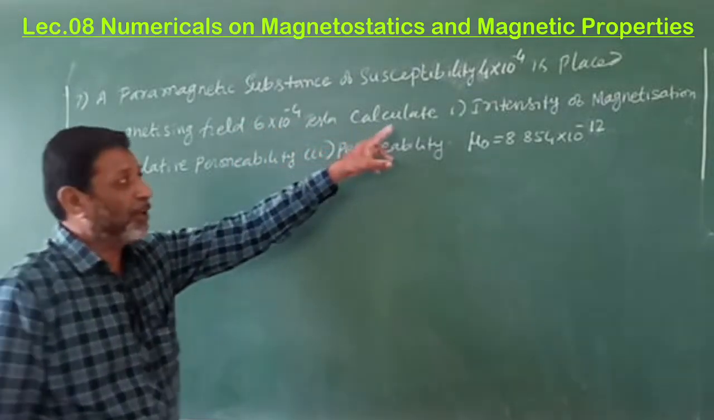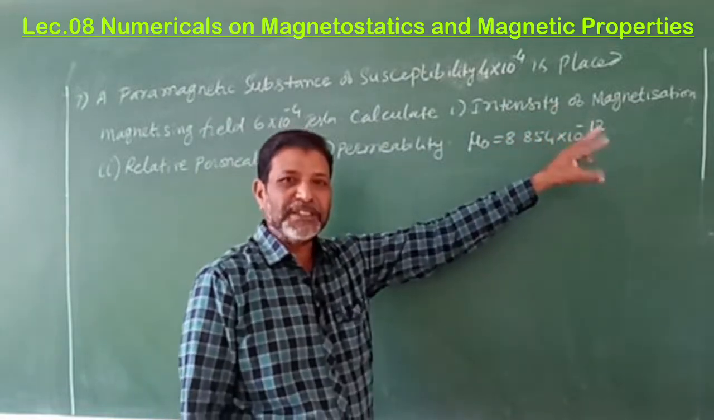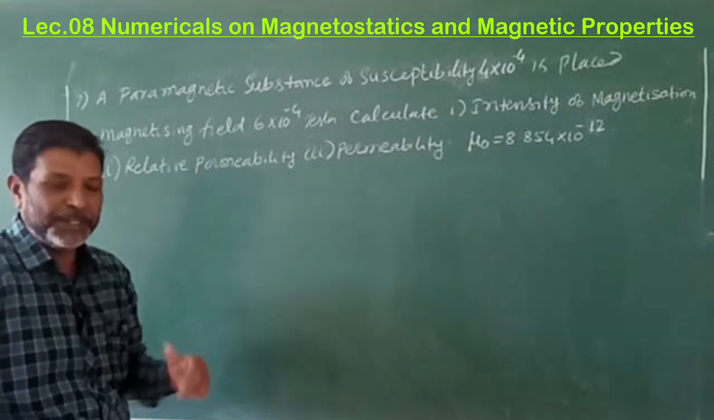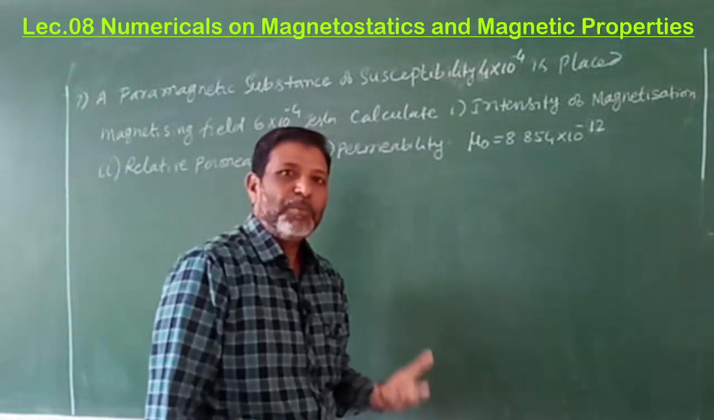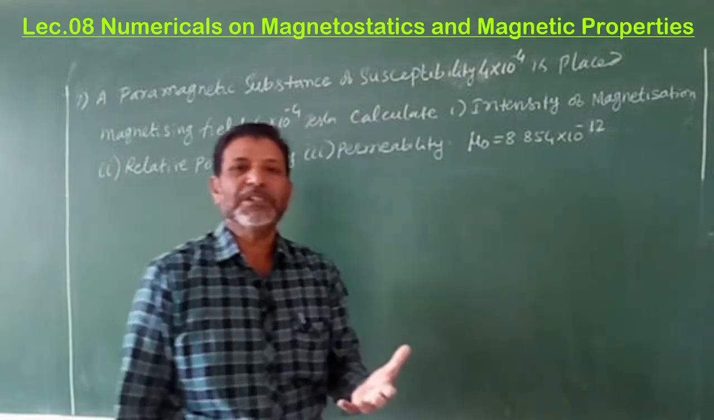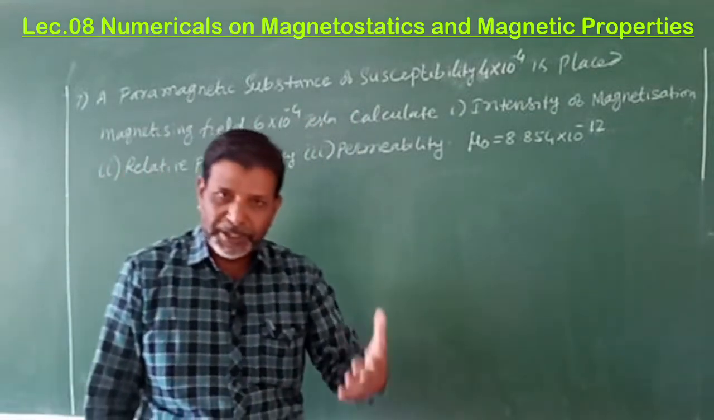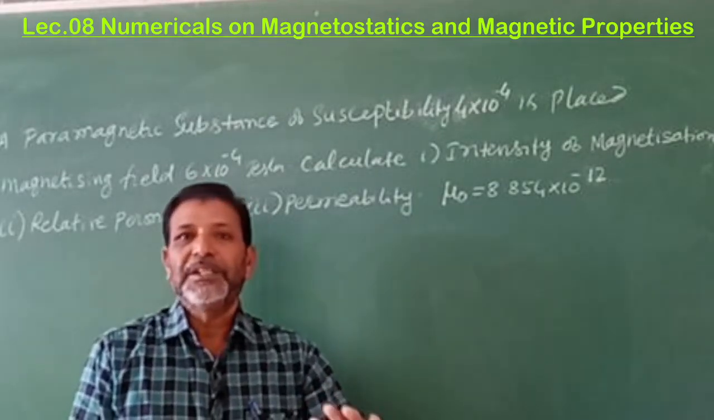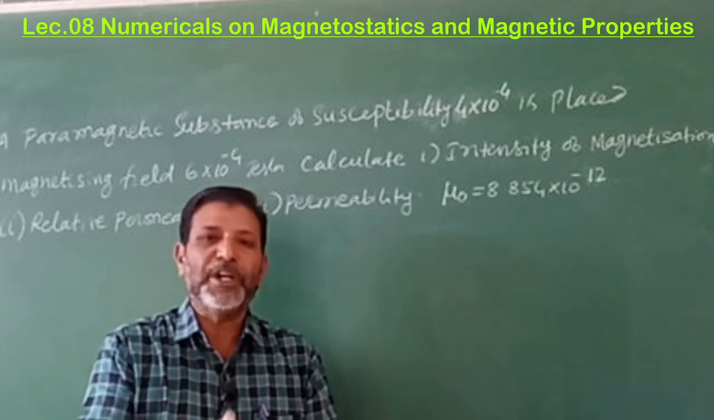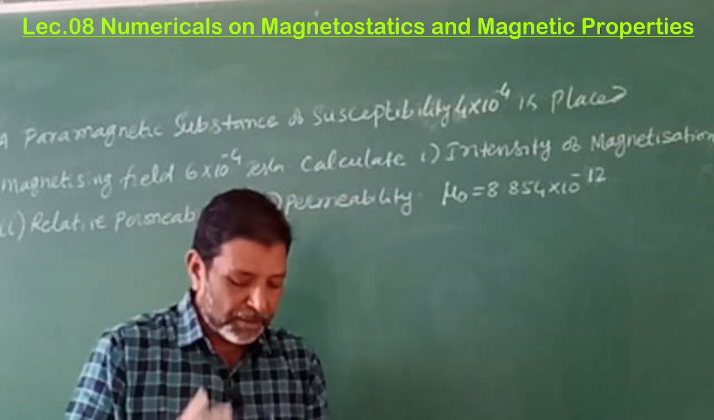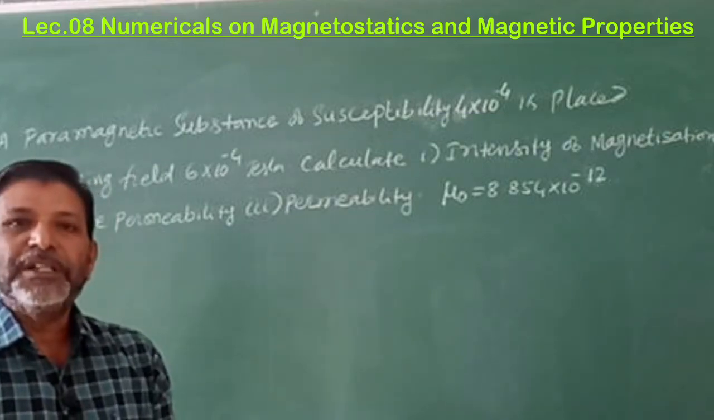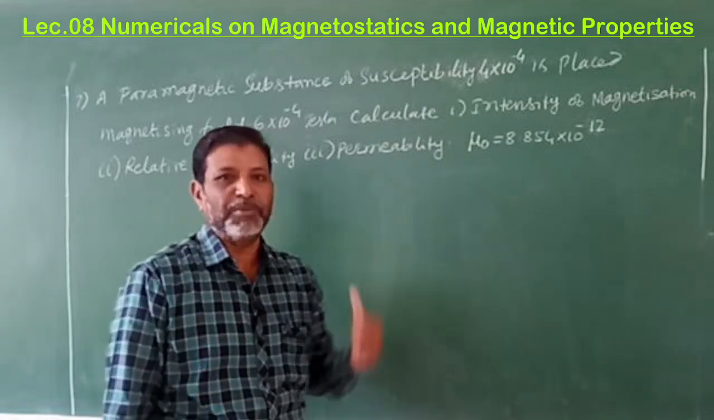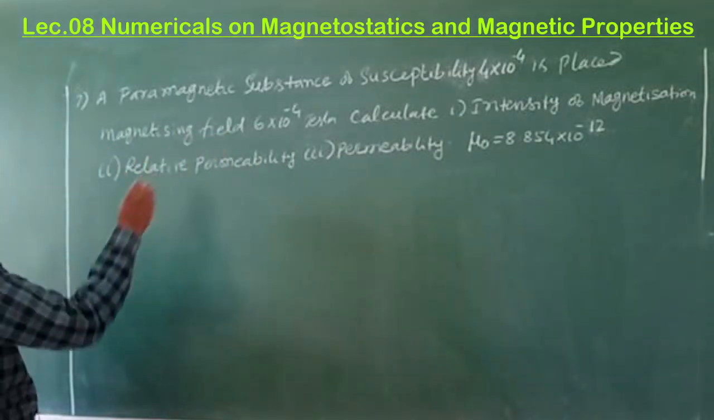Then what you have to do? You have to calculate the intensity of magnetization. Second is the relative permeability, and the permeability. Now, while we were discussing the properties of magnetic materials, we came across what susceptibility means, what permeability is, what relative permeability is, and the relation between susceptibility and permeability, all those points we discussed in detail. Now here, if you know the relation between permeability and susceptibility, then very easily you can solve this problem. Now let us see what the given values are.